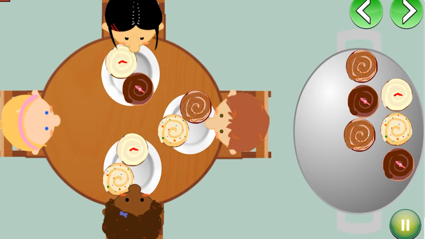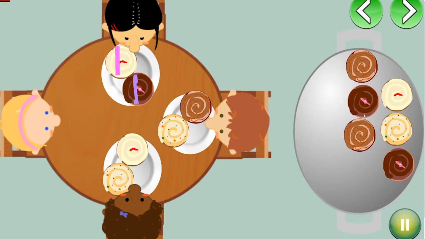Tell me, how many cupcakes does each of Tori's friends have? Did you say 2? If you did, you were right on. How many cupcakes do the 3 friends have altogether?